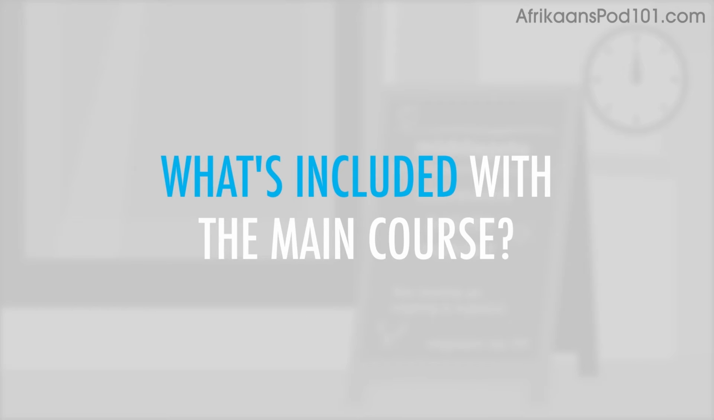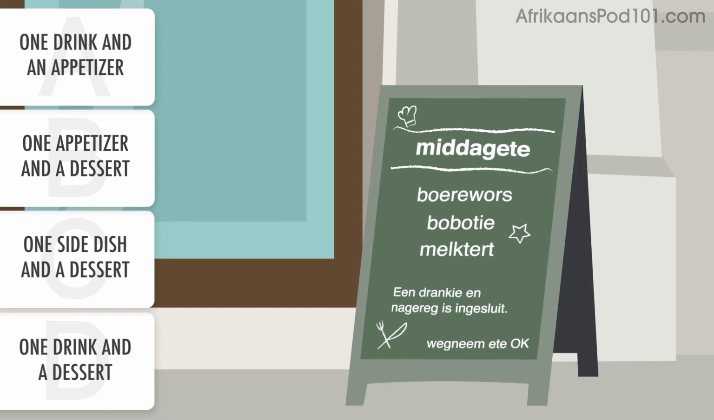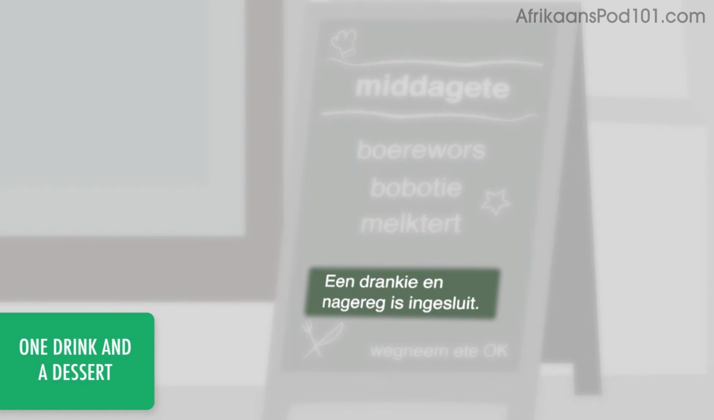What's included with the main course? The sign says, 1 drink and a dessert are included. 'Een drankie en nagereg is ingesluit.